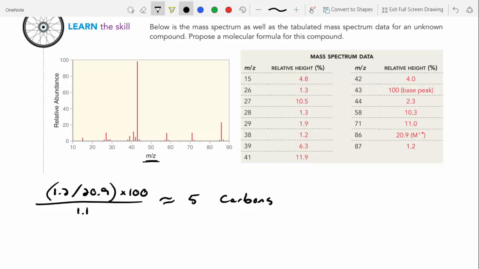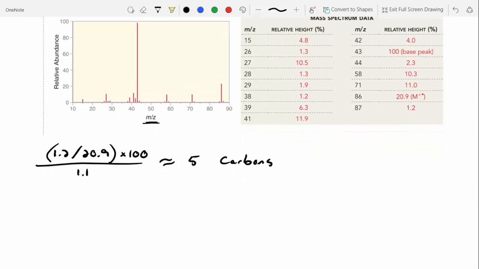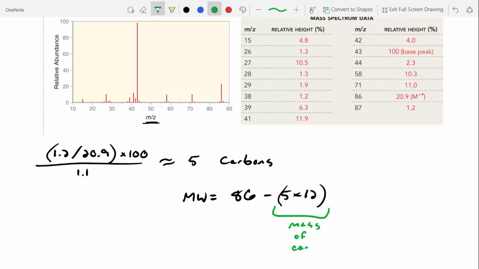So let's take a look at this. We've got 5 carbons. We know that the molecular weight is 86. What's the mass of 5 carbons? Okay, so minus 5 times 12, that's 60. This is our mass of carbons, right? That leaves us with a mass of, what would that be, 26 left over?